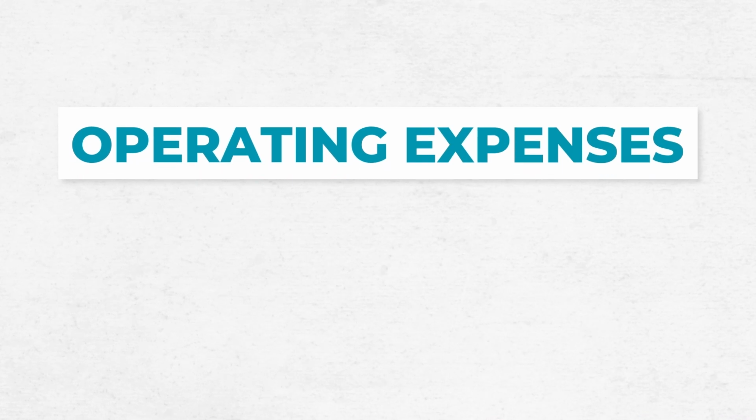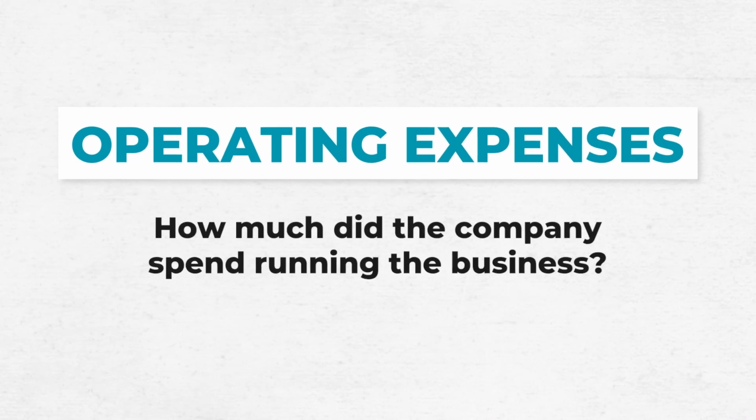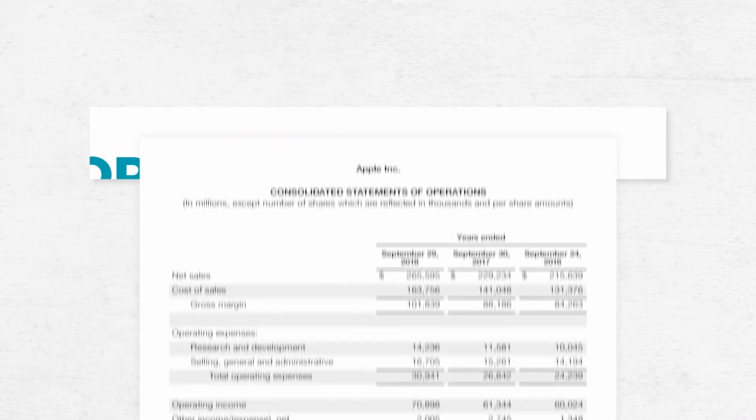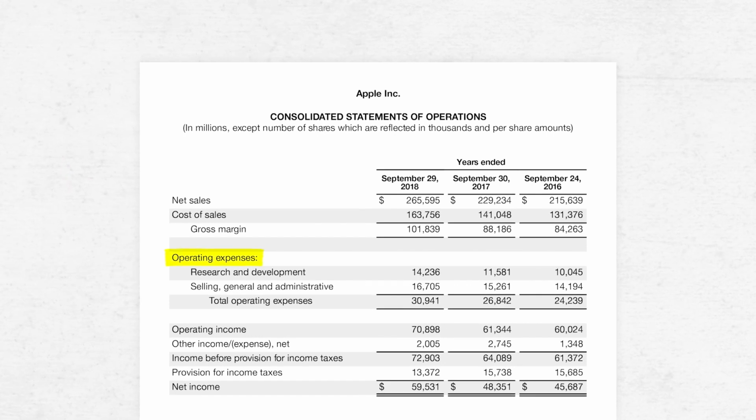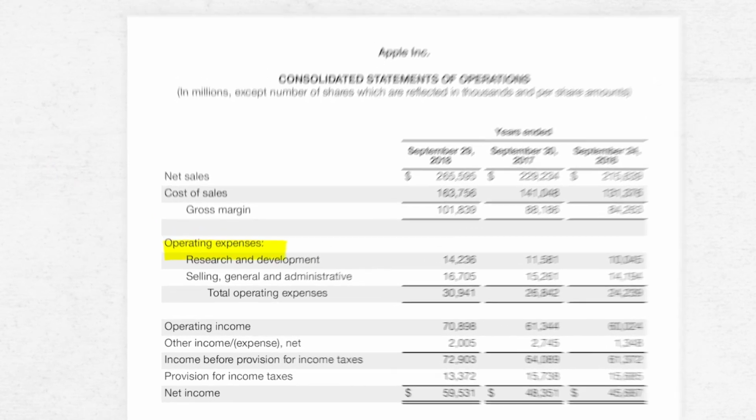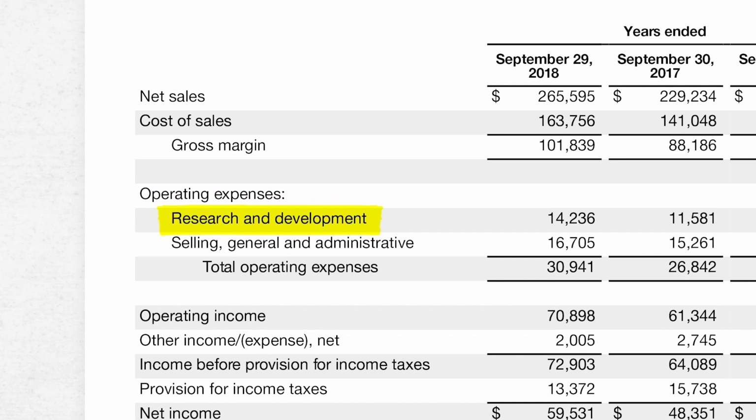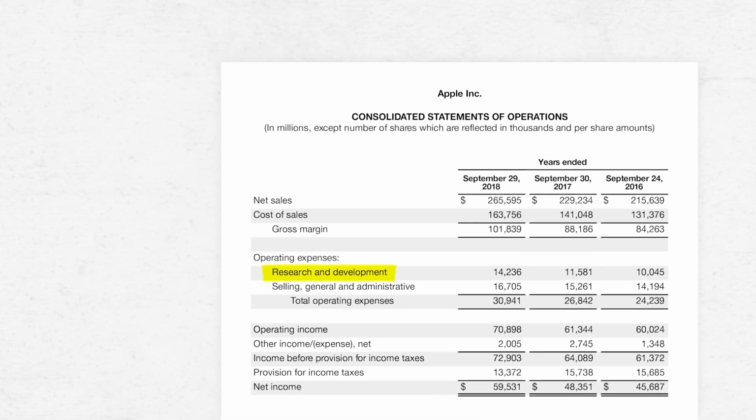That's OPEX. So when people at your company talk about overhead, this is part of the income statement that they're referring to. With operating expenses, we're answering the question, how much did the company spend running the business? Some companies put all the operating expenses into one line item, but because Apple has a lot of research and development, they choose to itemize and break out that line separately here. And sometimes this is abbreviated as R&D.